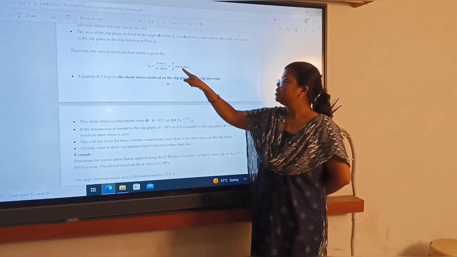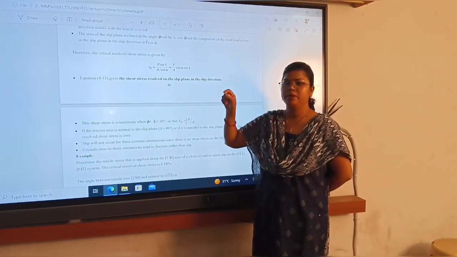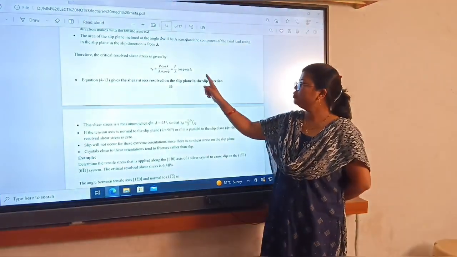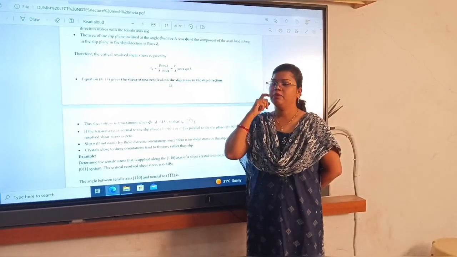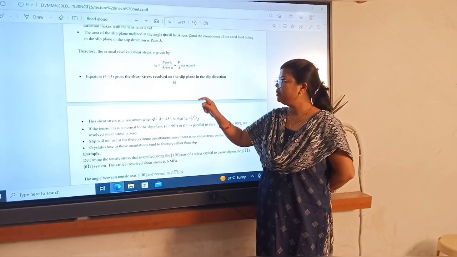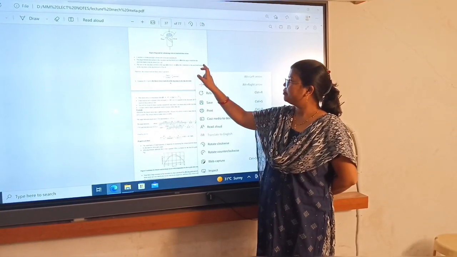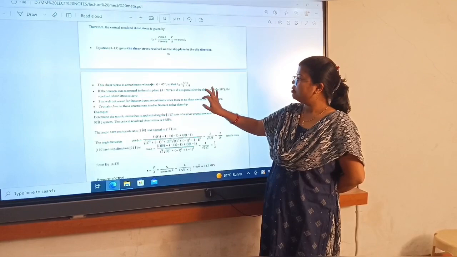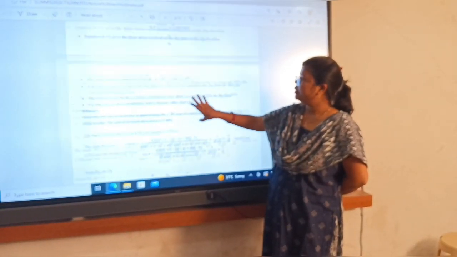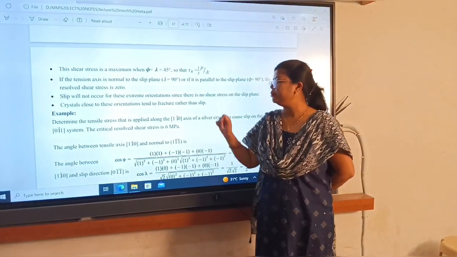As this is the formula, two cosine terms are there, cos phi and cos lambda. If phi is 45 degrees and lambda is 45 degrees, in both cases the angle is 45 degrees, then the shear stress will be maximum, because the value will be P by A into 1 by 2, and this is the maximum value.